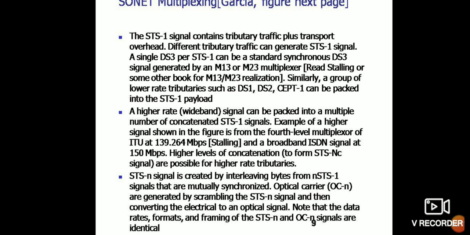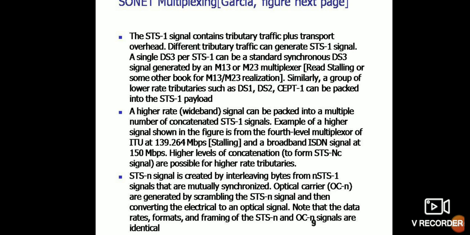Similarly, a group of lower rate signals such as DS1, DS2, and DS1C can be packed into the STS-1 payload. A high rate wideband signal can be packed into a multiple number of concatenated STS-1 signals. Examples of high rate signals are the ITU multiplexer signal at 139.264 Mbps and a broadband ISDN signal at 150 Mbps. Higher levels of concatenation into an STS-Nc signal are possible for higher rate tributaries.